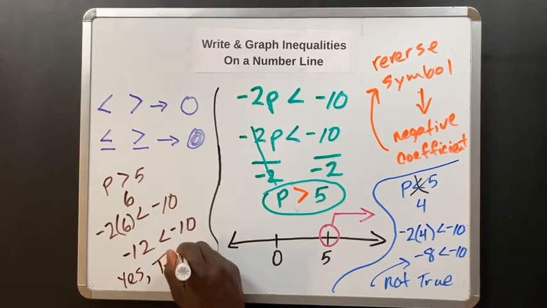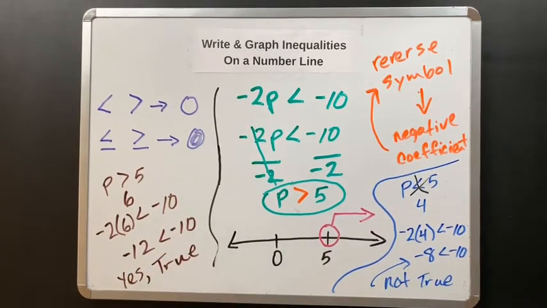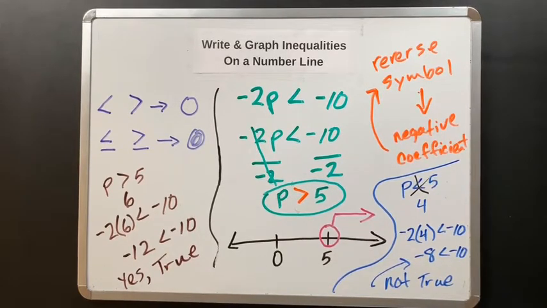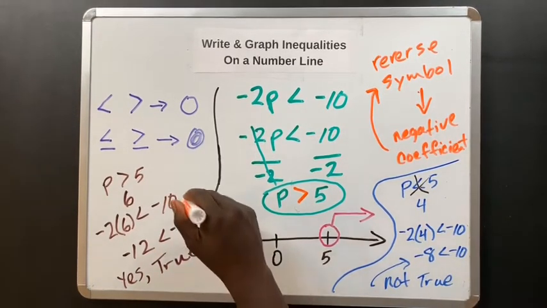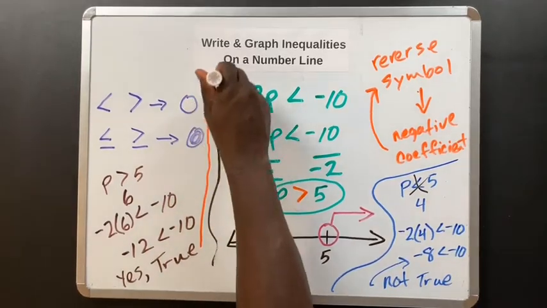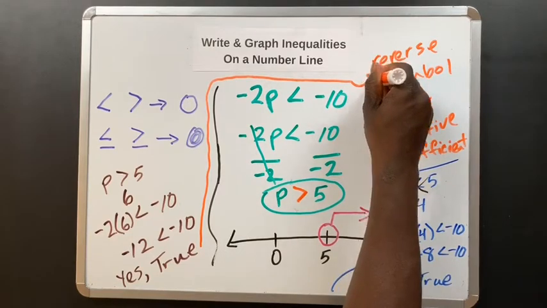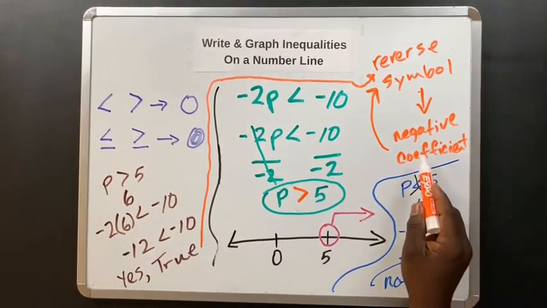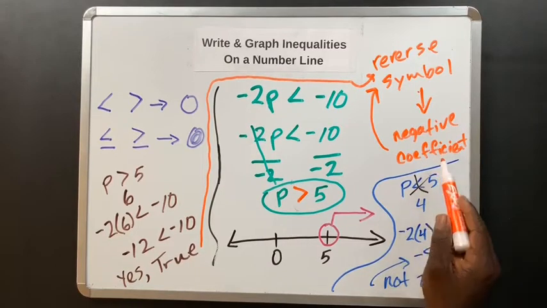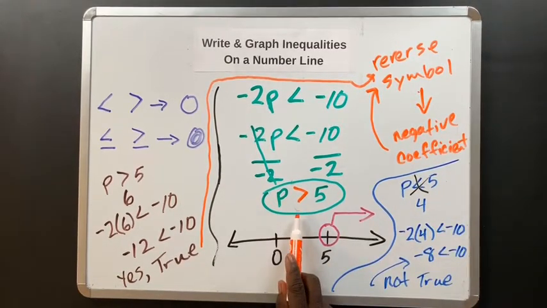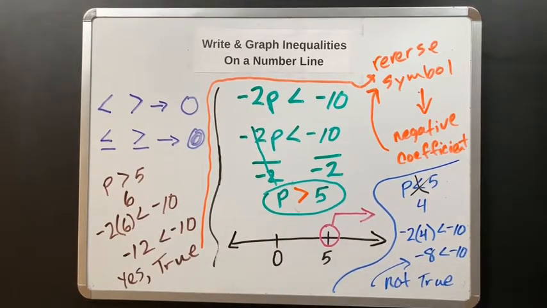True. This is true. That's why we say this is the proof that you must remember to reverse your symbol when you have a negative coefficient, okay? Or else you're not going to get the correct final answer, okay? I recommend you watch this video or this problem more than once, because you're going to need to really own this and solve this problem more than once.